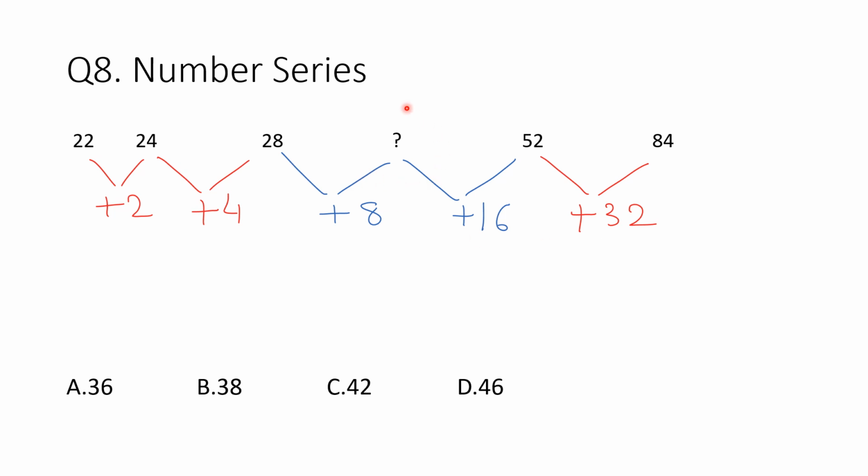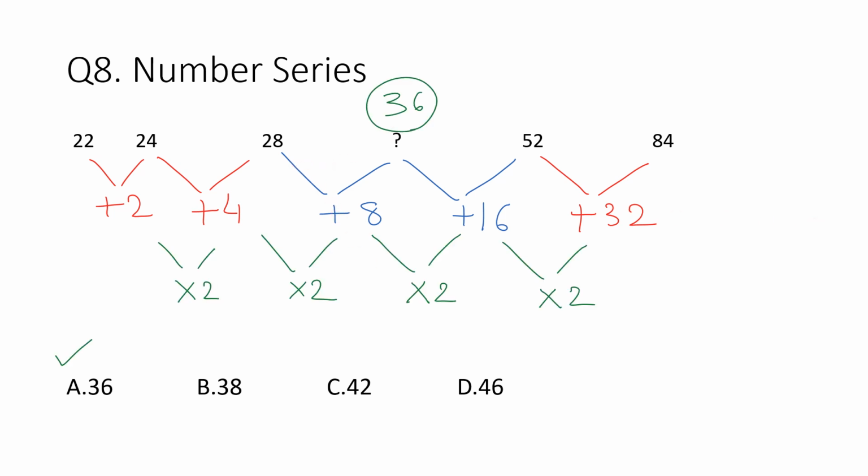If whatever you get from 28 plus 8, and whatever you get, if you add 16 to it and you get 52, then definitely this must be the answer. So 28 plus 8 is how much? It is 36, right? So you can see the logic here. 2 into 2, 4, 4 into 2 is 8, 8 into 2 is 16, 16 into 2 is 32, and 36 comes here if we are putting it as 28 plus 8. So 36 plus 16 is 52. This logic definitely goes. So answer is 36.